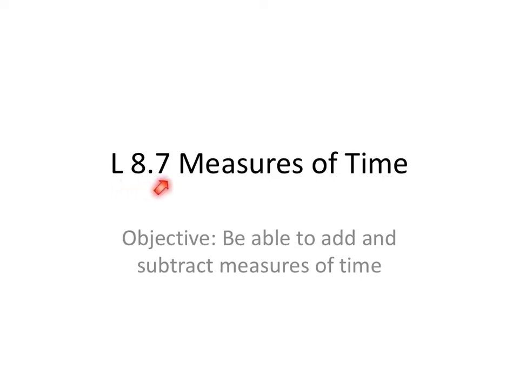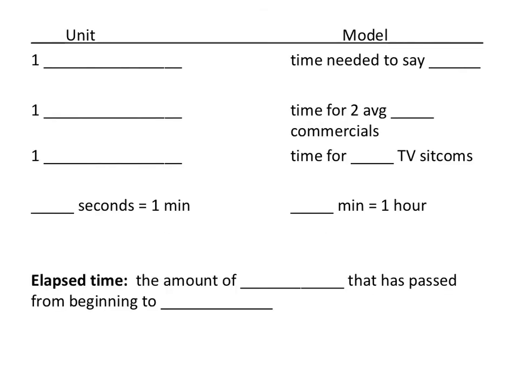Alright, 6th graders, today we're going to be looking at measures of time. By the end of this lesson, you want to be able to add and subtract measures of time. Now our smallest unit of time is 1 second.